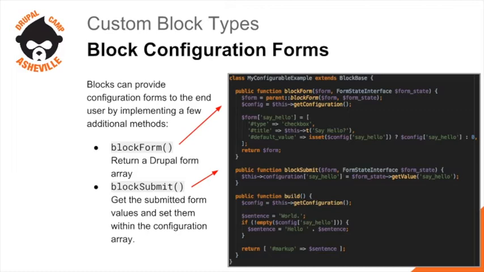But it also has a block form method, which returns a Drupalism, which is the form array, and a block submit method, which takes the values from that form and stores it in the block's configuration file. So that's it. It's the exact same thing, but there's two additional methods to make your block configurable.